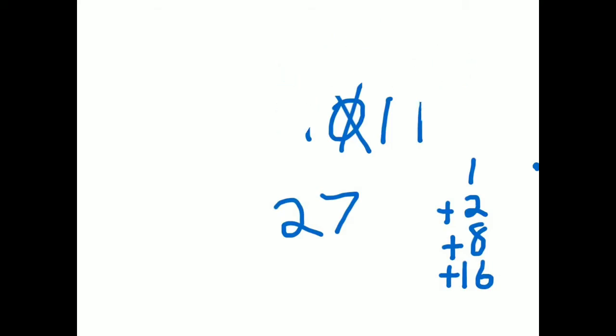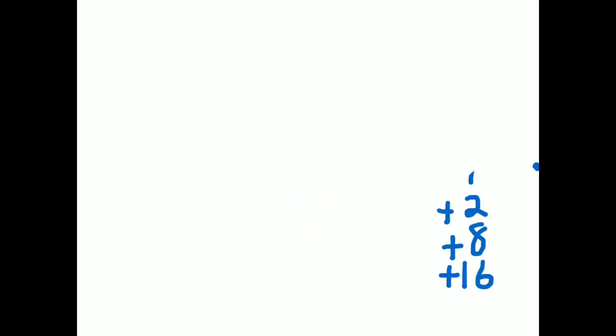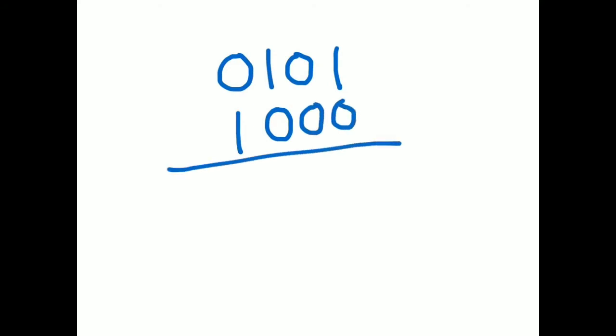Now, this explains how you can convert any binary number from binary, base 2, to decimal, which is base 10. Let's look at how we can add together two binary numbers. So for example, let's say we have this binary number and this binary number. How do we add them together?